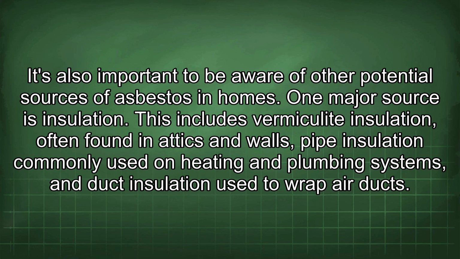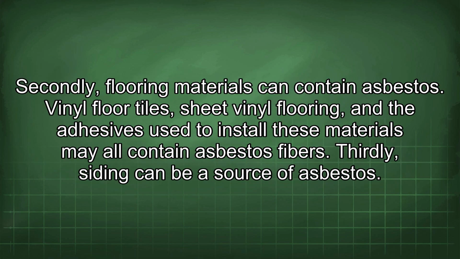This includes vermiculite insulation, often found in attics and walls, pipe insulation commonly used on heating and plumbing systems, and duct insulation used to wrap air ducts. Secondly, flooring materials can contain asbestos. Vinyl floor tiles, sheet vinyl flooring, and the adhesives used to install these materials may all contain asbestos fibers.